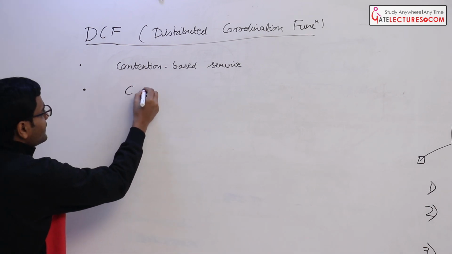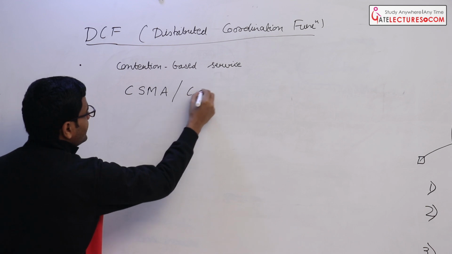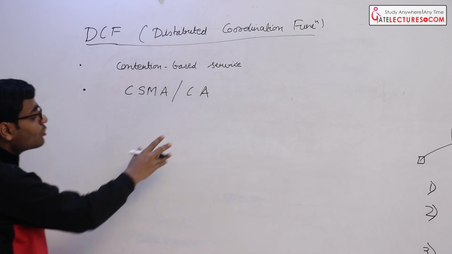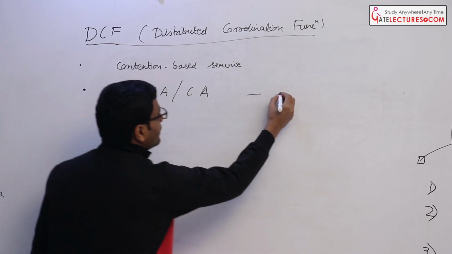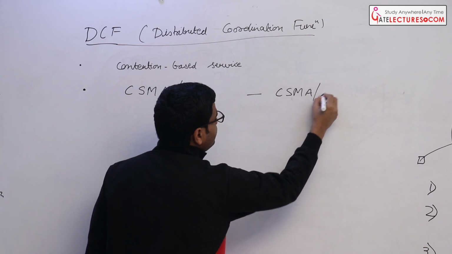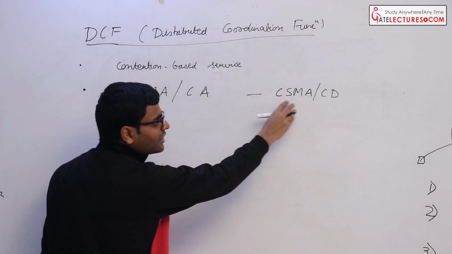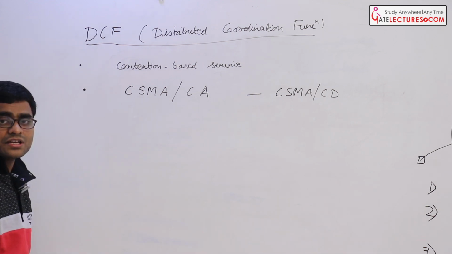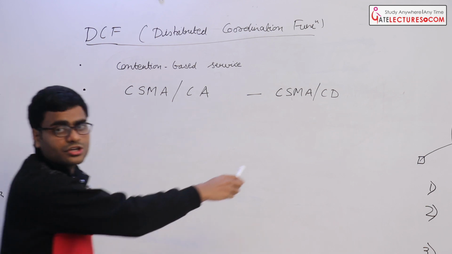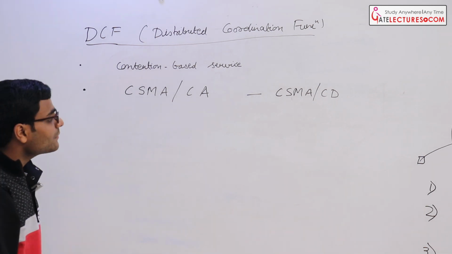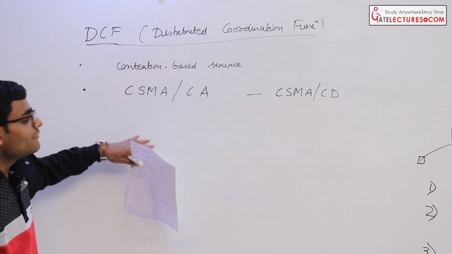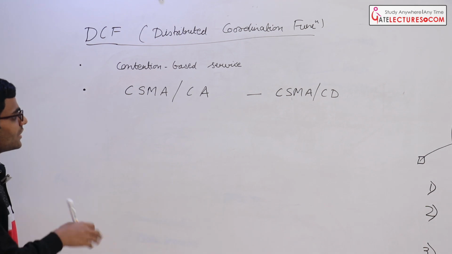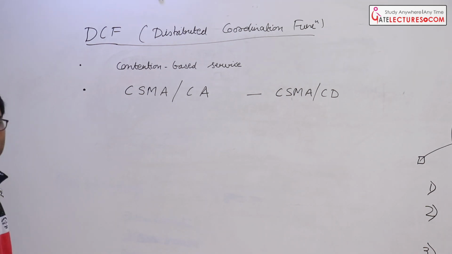For that it uses CSMA/CA, carrier sensing multiple access collision avoidance, not collision detection. Unlike in wired, where we use CSMA/CD, carrier sensing multiple access collision detection. Actually, collision detection is a better technique because if we can detect the collision, we can do retransmission and other things. But in the wireless network, we cannot do collision detection, and that's why we have to go with collision avoidance.